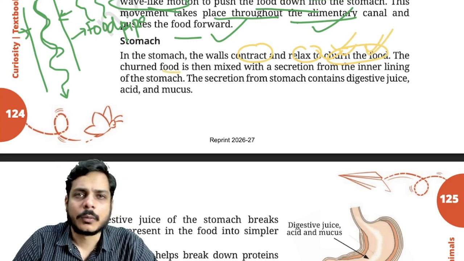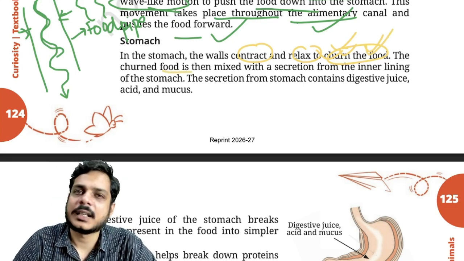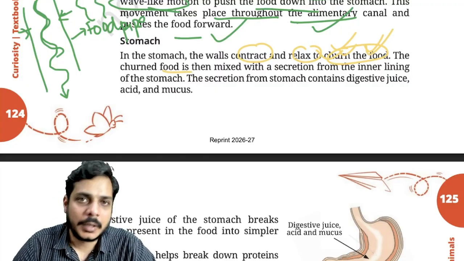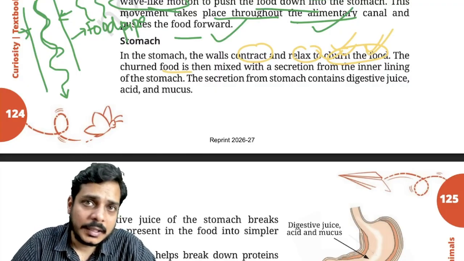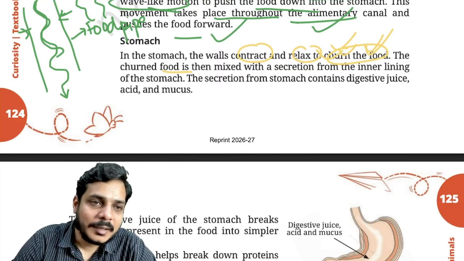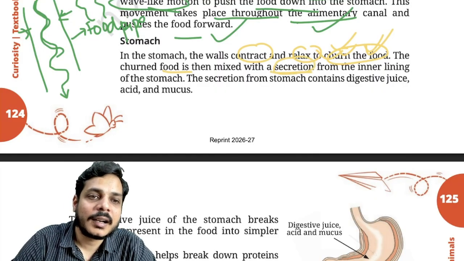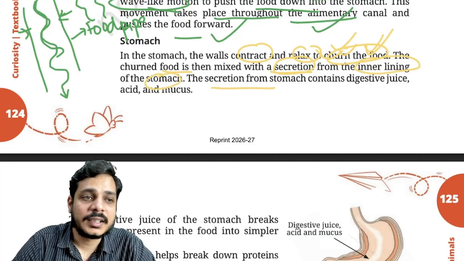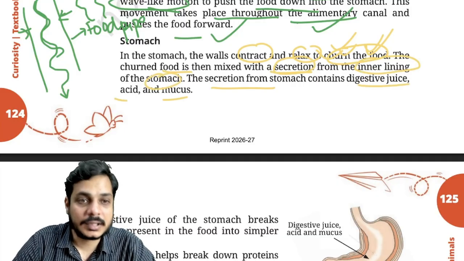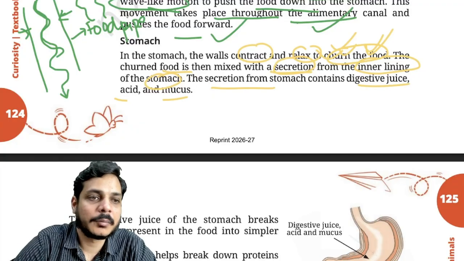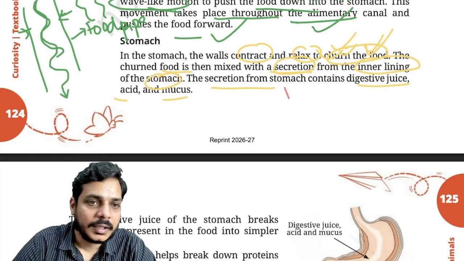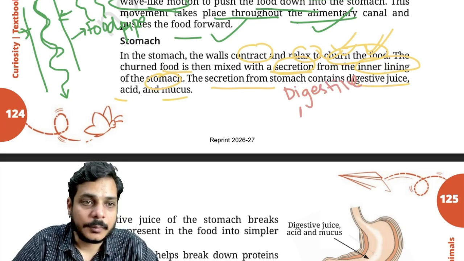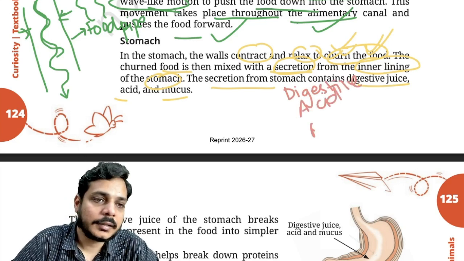The churned food, what kind of digestive juice is here? We are saying that digestive juice is present at most of these stages of the alimentary canal. So at the mouth level, it was saliva. At the stomach level, what is the digestive juice? It is then mixed with a secretion from the inner lining of the stomach. The secretion from the stomach contains digestive juice, acid, and mucus. Three things that we have to definitely remember. All of this will have different purposes. We will see digestive juice, acid, and mucus.